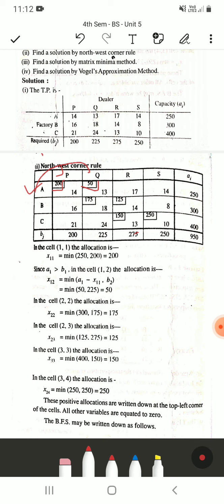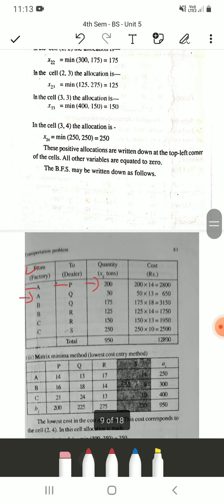Next one would be from factory B to dealer Q, you are allotting 175. From factory B to R you are allotting 125. From factory C to R it is 150 tons. From factory C to S it is 250 tons. So total tons allotted is 950. Now we can find out the cost, which is 200 into 14.